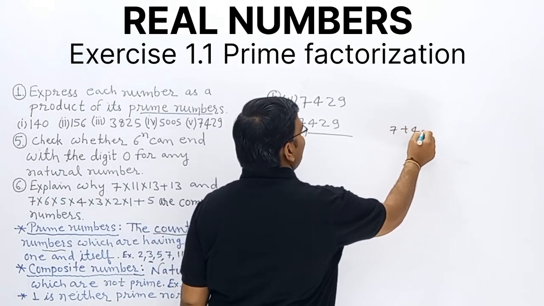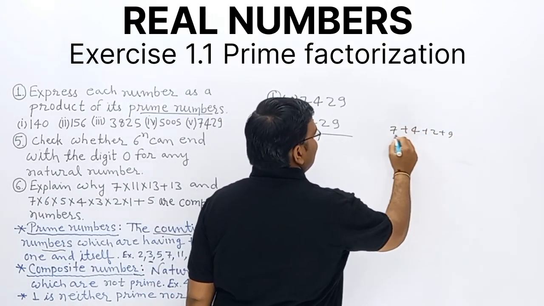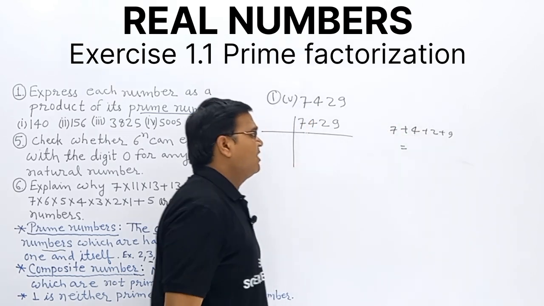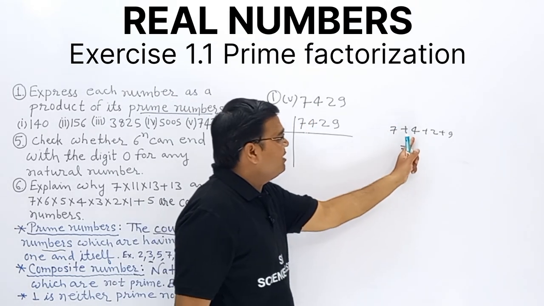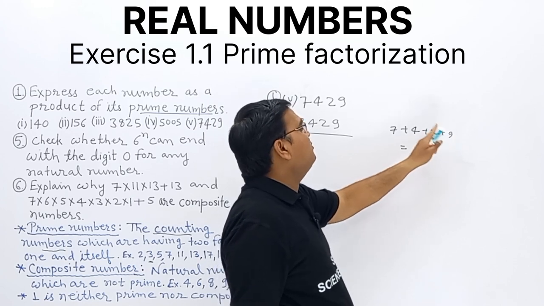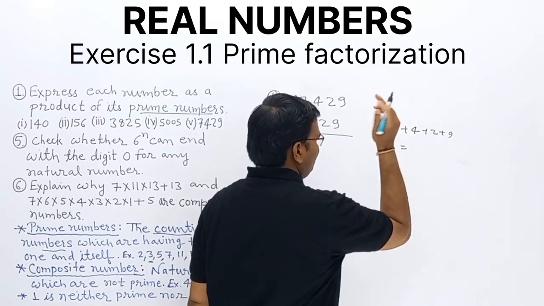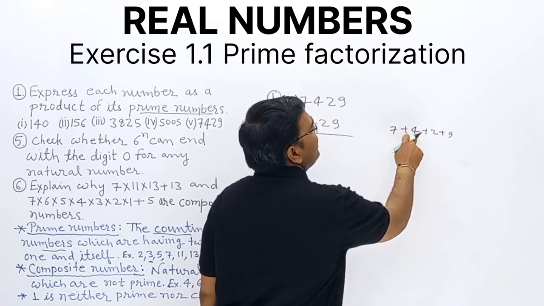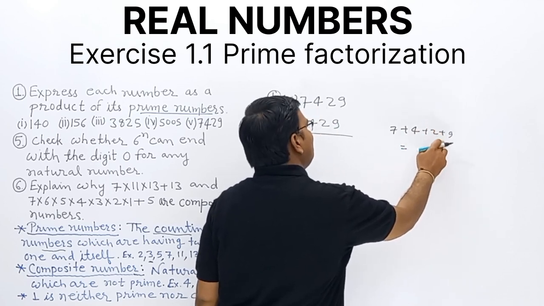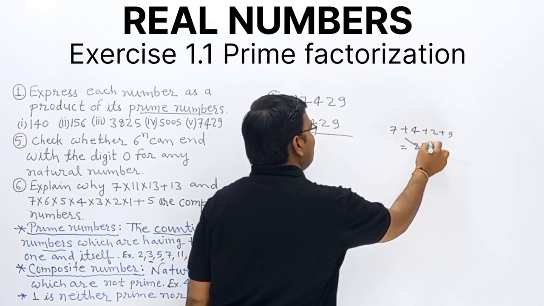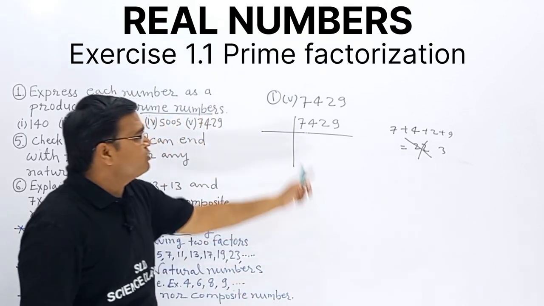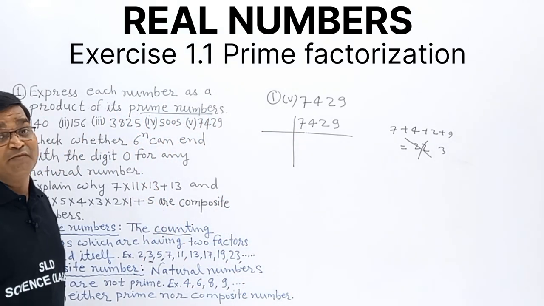7 plus 4 plus 2 plus 9. 7 plus 4 is 11. 11 plus 9 is 20. 20 plus 2 is 22, and it is not a multiple of 3, so we cannot use 3 there. Now the next prime number, 5.